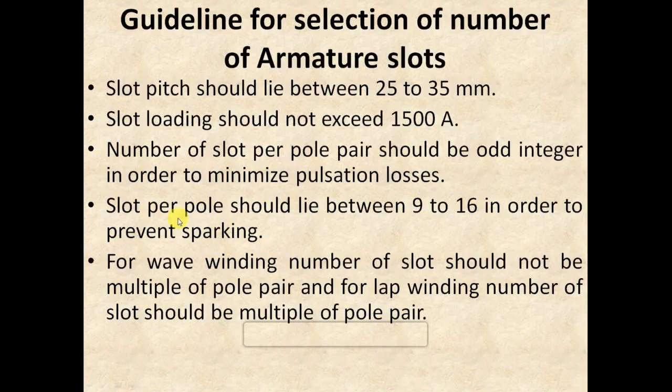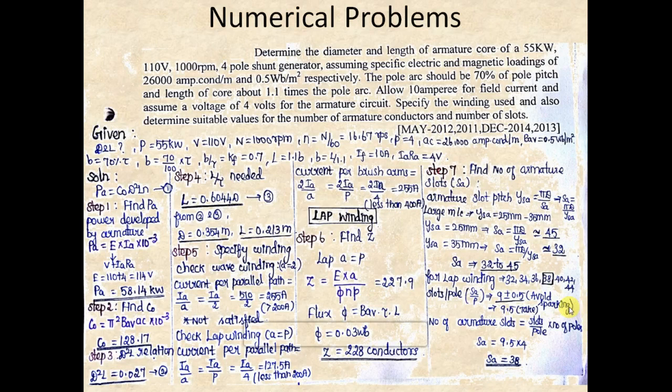Next guideline is the slots per pole should lie between 9 to 16. In our case the number of poles is 4. So considering the minimum value of slots per pole, that is 9, we will be able to determine the number of armature slots starting from the value of 9 into 4, which is 36. Hence we can eliminate these two values. Considering that particular guideline, the number of slots will be one among the values from 36 to 44, that is one among 36, 38, 40, 42 and 44.